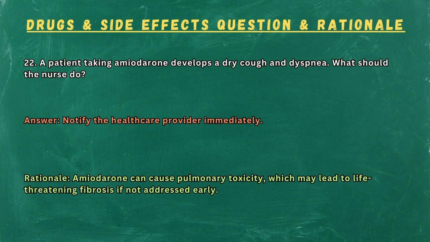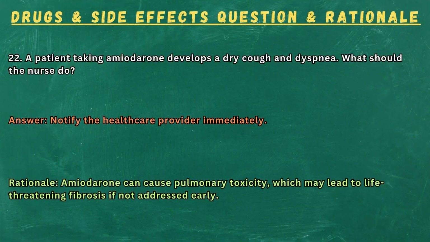22nd, a patient taking amiodarone develops a dry cough and dyspnea. What should the nurse do? Answer: notify the healthcare provider immediately. Rationale: amiodarone can cause pulmonary toxicity, which may lead to life-threatening fibrosis if not addressed early.